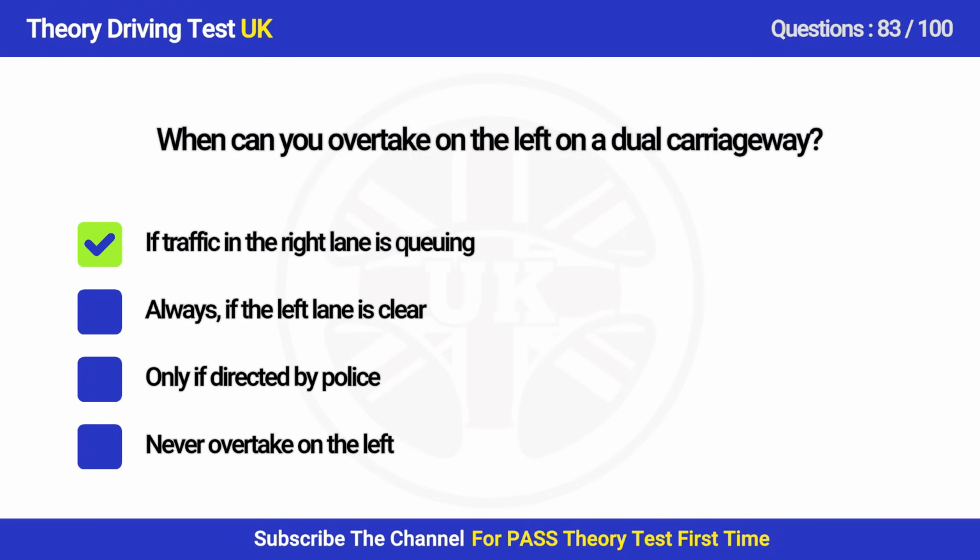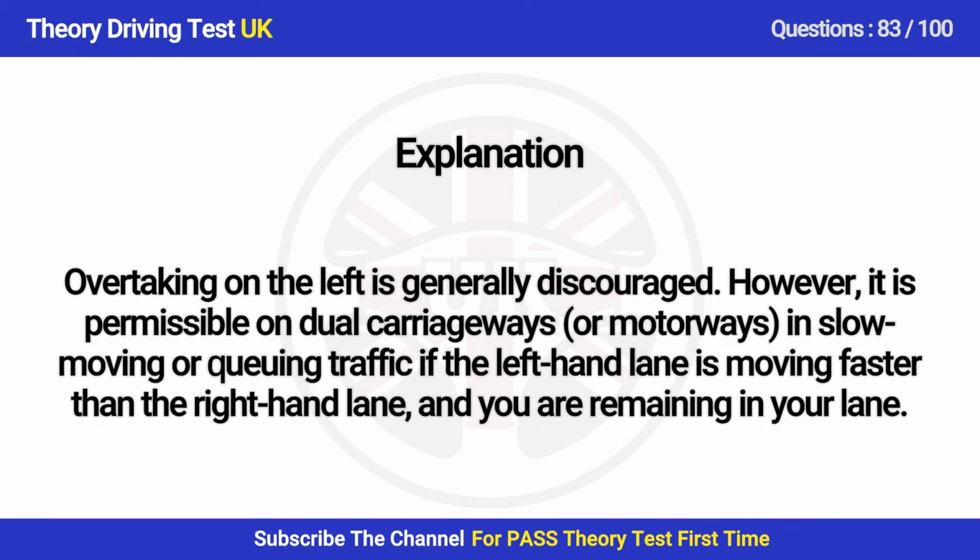Answer is A. If traffic in the right lane is queuing. Overtaking on the left is generally discouraged. However, it is permissible on dual carriageways or motorways in slow-moving or queuing traffic if the lane is moving faster than the other lane and you are remaining in your lane.